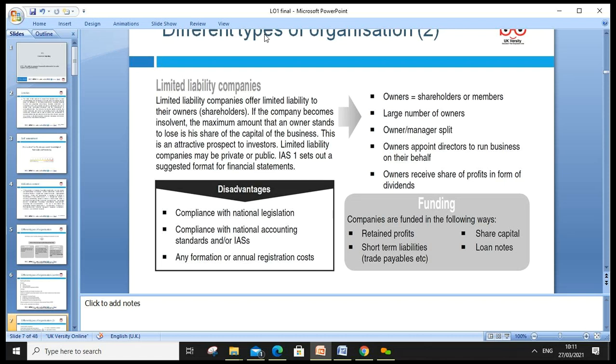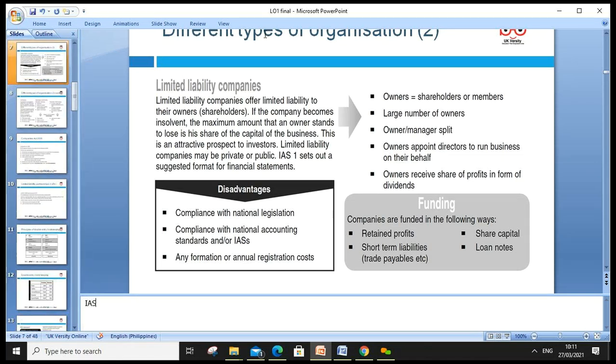Of course, a sole trader is one person, a partnership is two or more. In companies we normally apply IAS 1, International Accounting Standard 1, which is about how to prepare and present financial statements. Do we know how many types of financial statements we prepare? The income statement, financial position, statement of cash flows, and changes in equity. Brilliant.